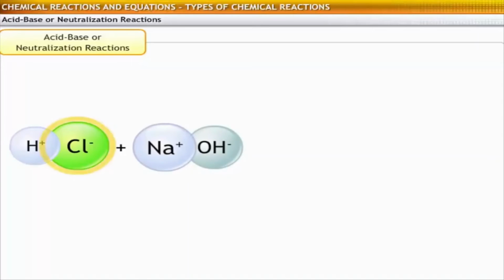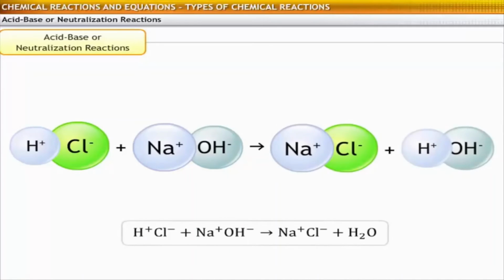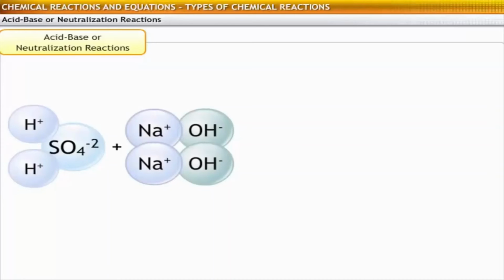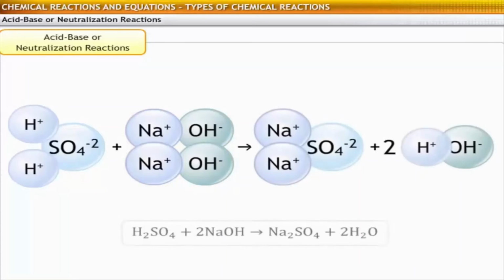In this reaction, the chloride ions in hydrochloric acid and the sodium ions in sodium hydroxide react to produce sodium chloride or common salt and water. Another example of an acid-base reaction is the reaction of sulfuric acid with sodium hydroxide. In this reaction, the sulfate ions of the sulfuric acid react with the sodium ions of sodium hydroxide to produce sodium sulfate salt and water.